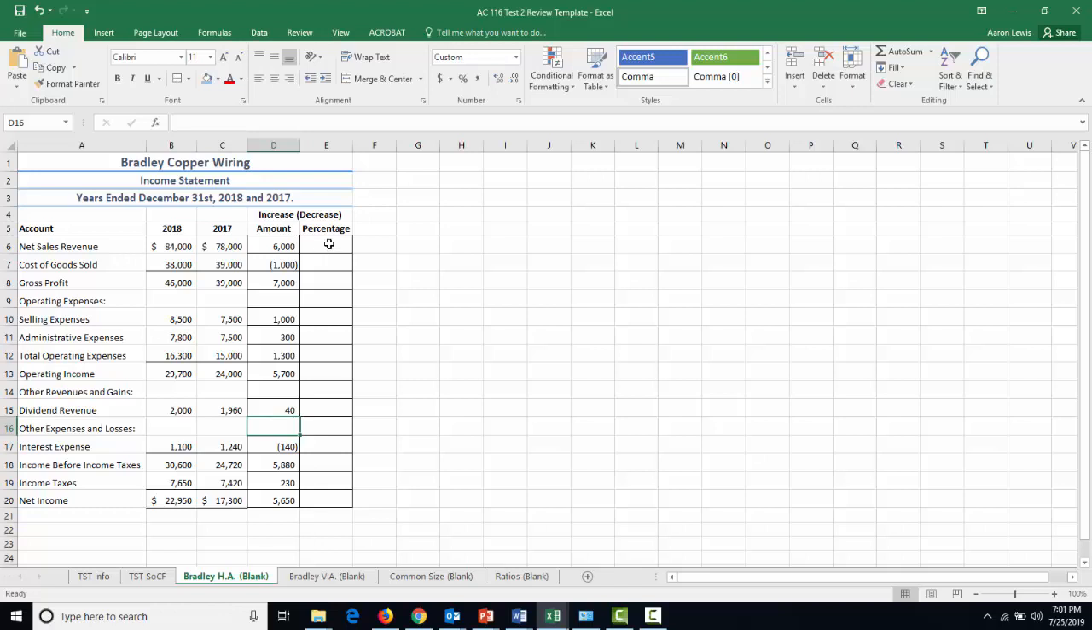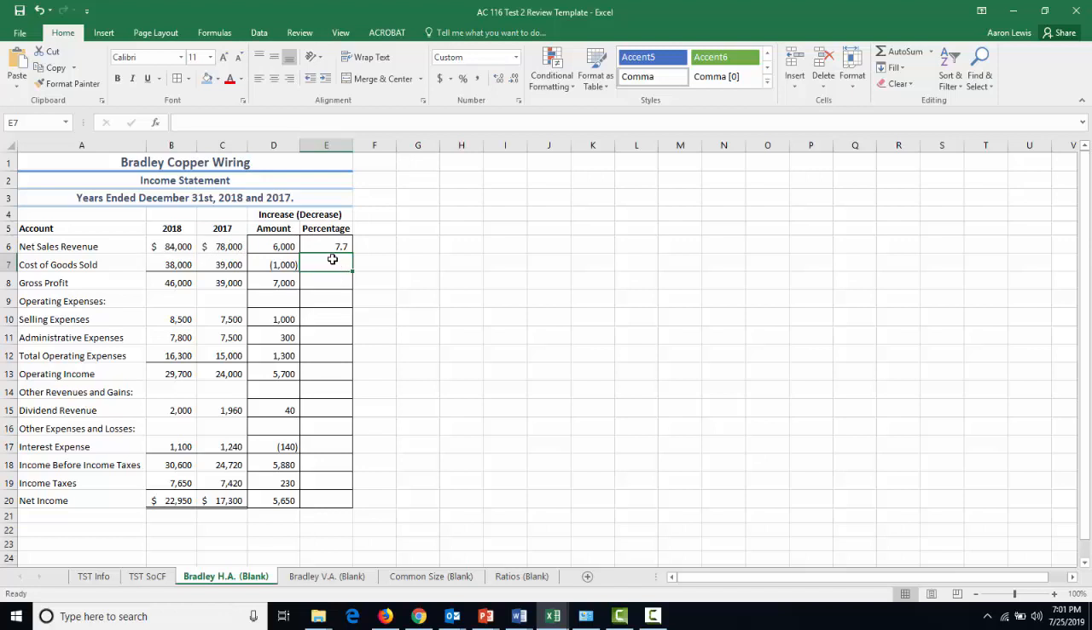So now we're ready to figure out what our percent of change was. Again, raw dollars isn't the best way to compare one company to another. We want to do it in terms of percentages. So we're going to start with our percentage here. And our formula is going to be equal to, in parentheses, the amount of the increase divided by the amount we had in the prior year. We'll close that parenthesis and we'll multiply it by 100. And when we do that, we come up with 7.7. We can see that net sales revenue increased by 7.7% from 2017 to 2018.